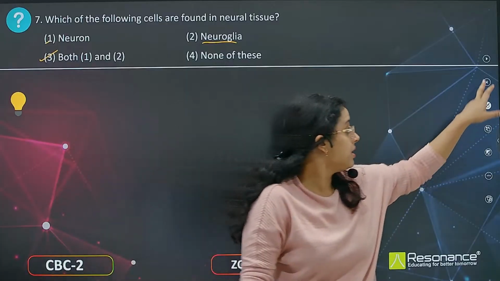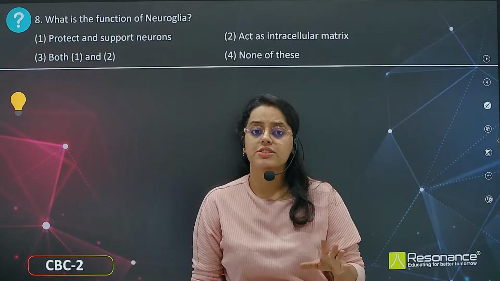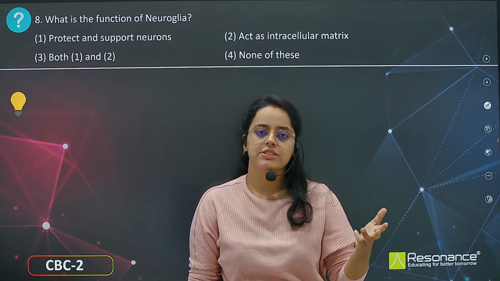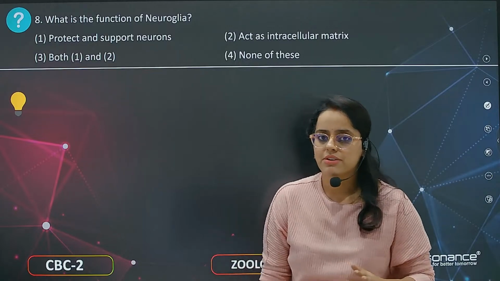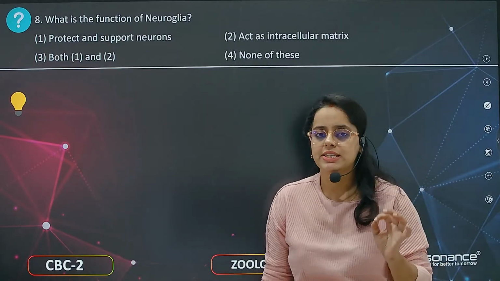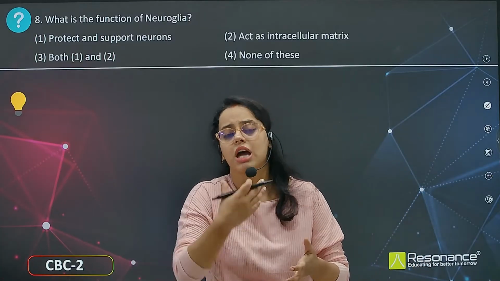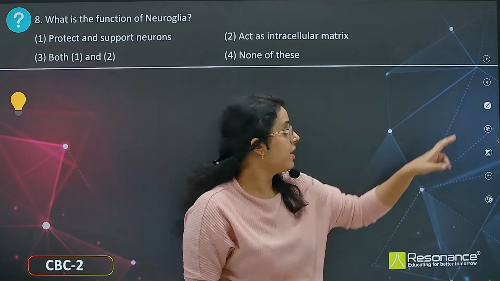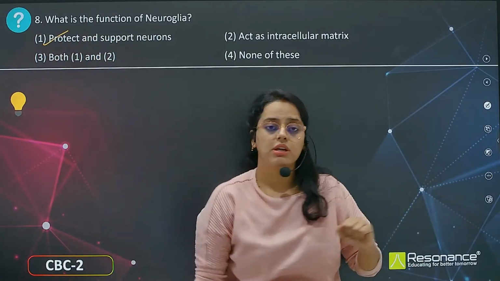Now coming to the next question. What is the function of neuroglia? We have discussed earlier also: it protects and supports, acts as intercellular matrix, or none of these. It is basically protecting and supporting. It is not an intercellular matrix; it is present outside the neuron tissue. So here the answer is going to be the first one, protect and support the neurons.